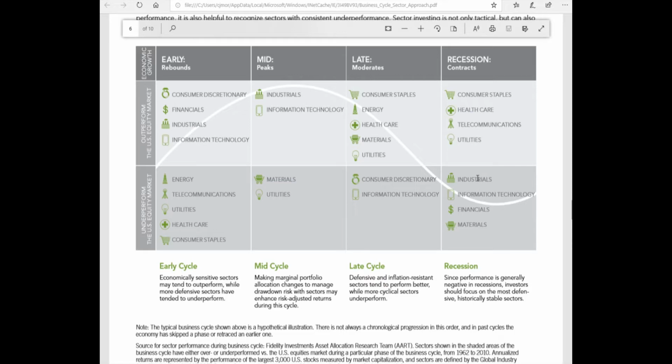Now, when you're in the recession and you think you're about towards the end of the recession, you want to start looking back at consumer discretionary, financials, industrials, and IT, as these will be the things that rebound the most during the early phase of the expansion. And then you're going to want to dump some of your energy, telecommunications, utilities, healthcare, consumer staples.